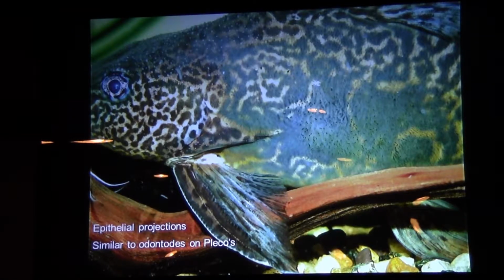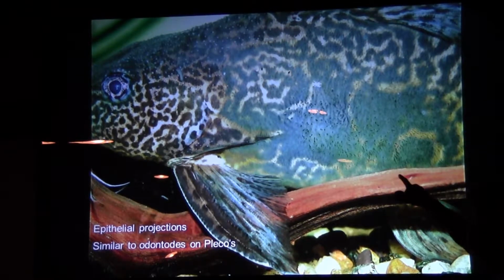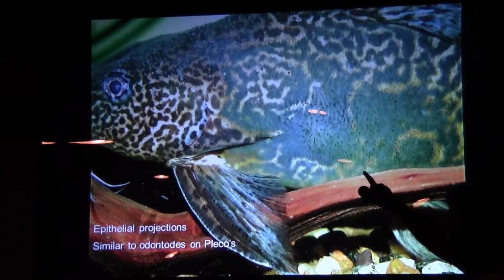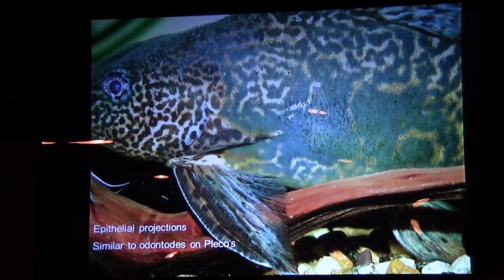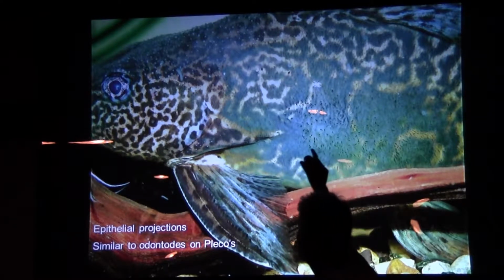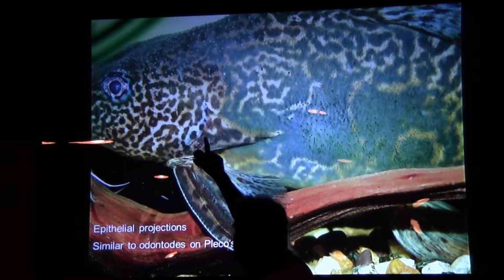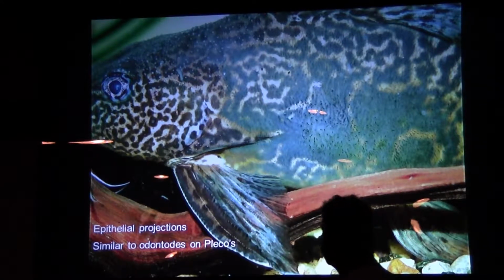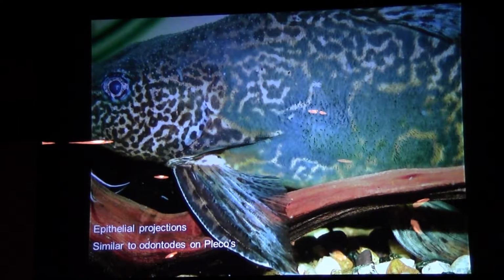This is an adult male Synodontis shouted ani. And a lot of times you see them, they get kind of dull colored. It's because they have all these epithelial projections, similar to odontodes on plecos. It just gets this fuzz all over them. This one's got the papillae all over the head too, saying it's a mature male.